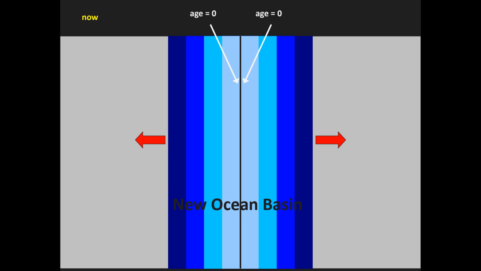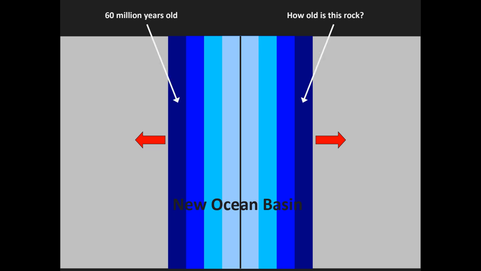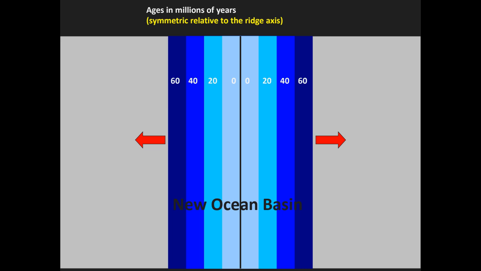How about here? The rock here is 60 million years old. How about the rock here? Think about it. Yes, of course, it's 60. That's what we talked about, symmetrical age. If the rock here is 60 million years old, this one is also 60 million years old. So again, you can see clearly that there is this kind of symmetry in age: 0, 0, 20, 20, 40, 40, 60, 60.